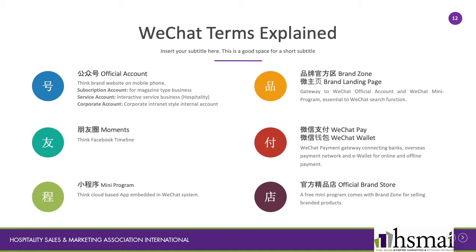There is confusion about the three different types of accounts, but it's quite simple really. The subscription account is basically designed for magazines or news. People receive like one post every day just to read. So for hotels and hospitality, it's actually not suitable. The service account is the one where you can have more interactive functionalities and a lot more open connectivity. This is the account you want to register, the service account. The name makes sense as well.